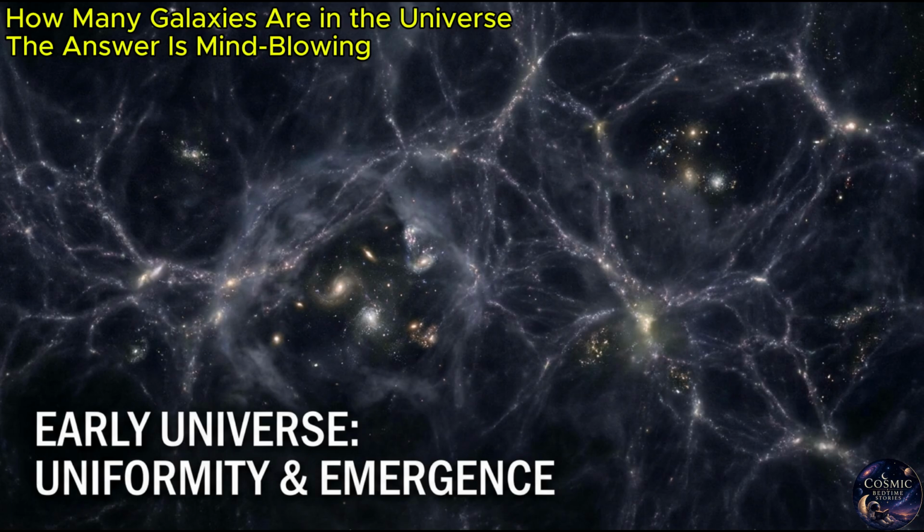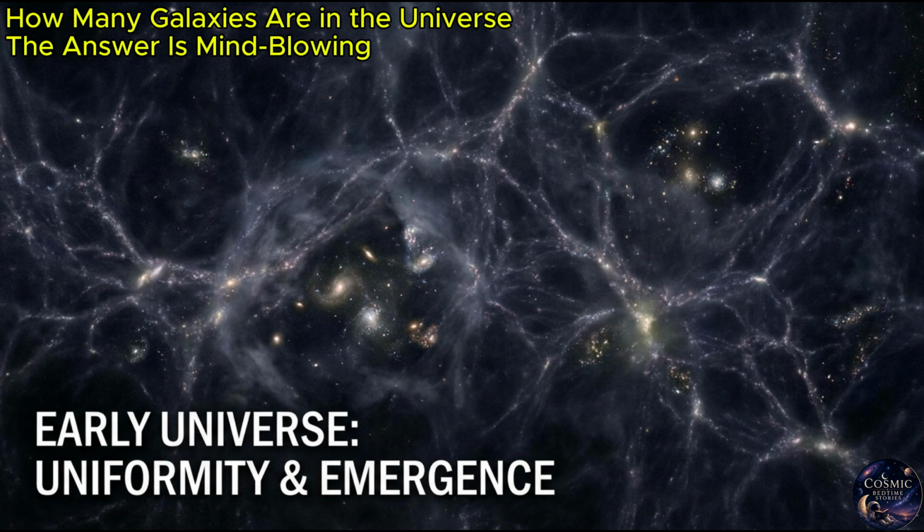The estimated totals are not static values but evolving results. As surveys become deeper and more sensitive, the number of detected galaxies increases, leading to updated statistical models. This dynamic process ensures that galaxy counts remain aligned with the best available evidence while accommodating new discoveries.